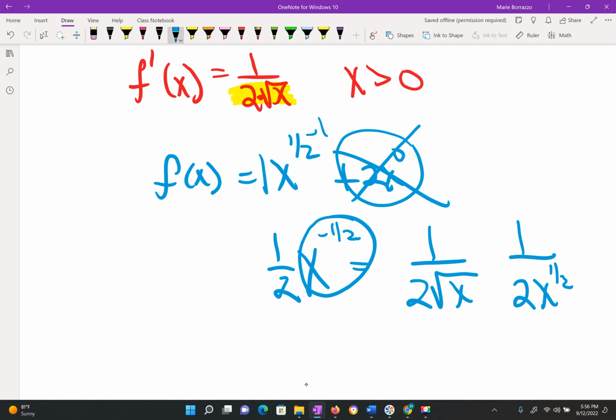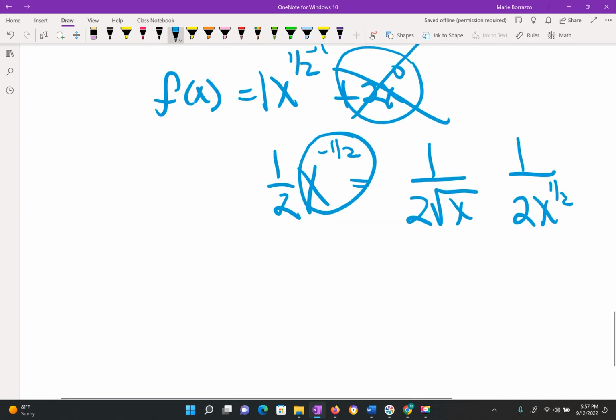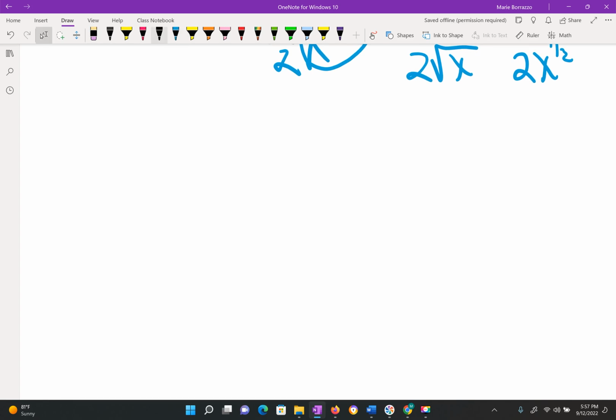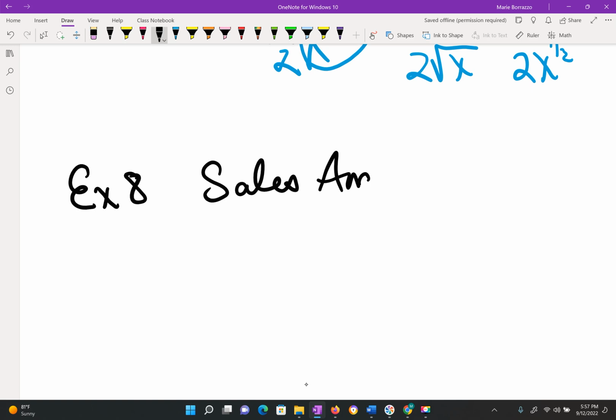Okay, so they're gonna give us example 8, which is a sales analysis question. So this is the application to this entire section.